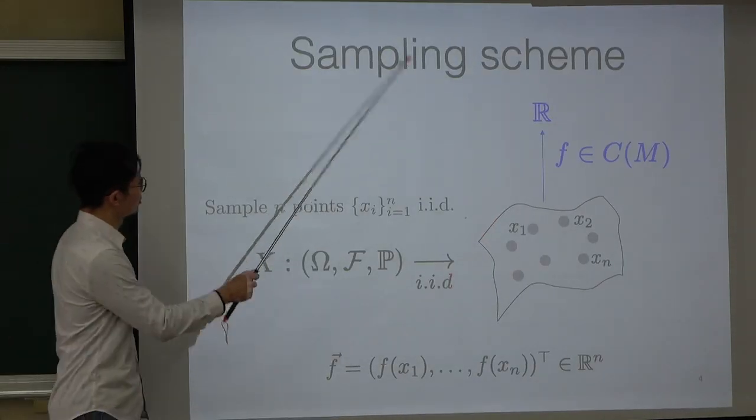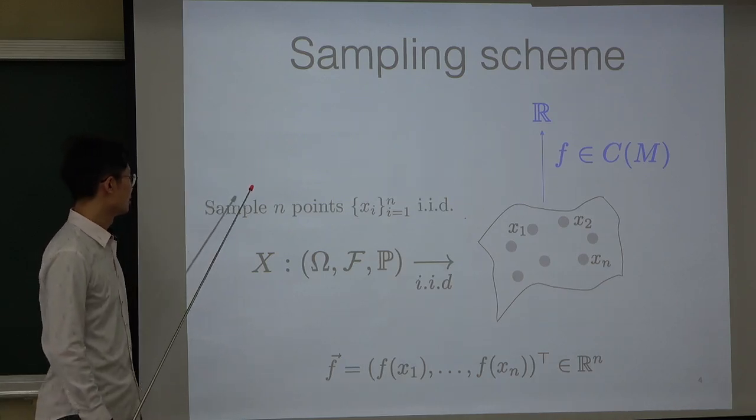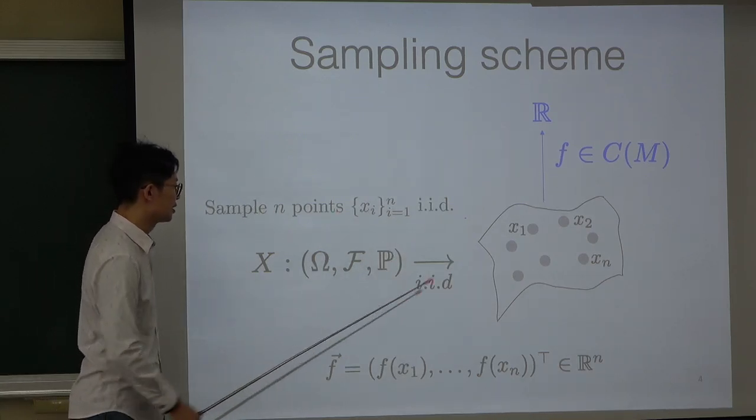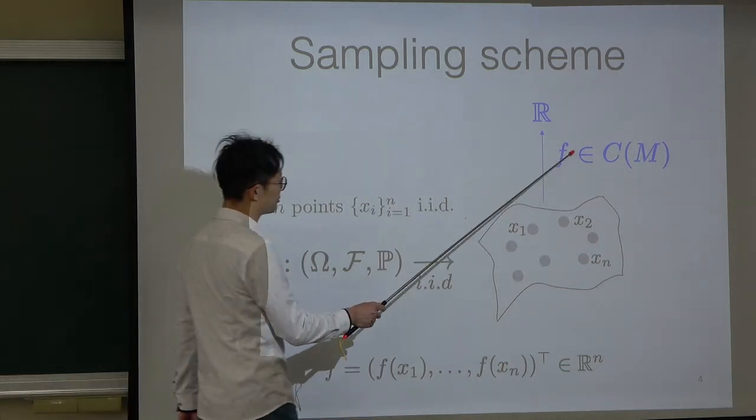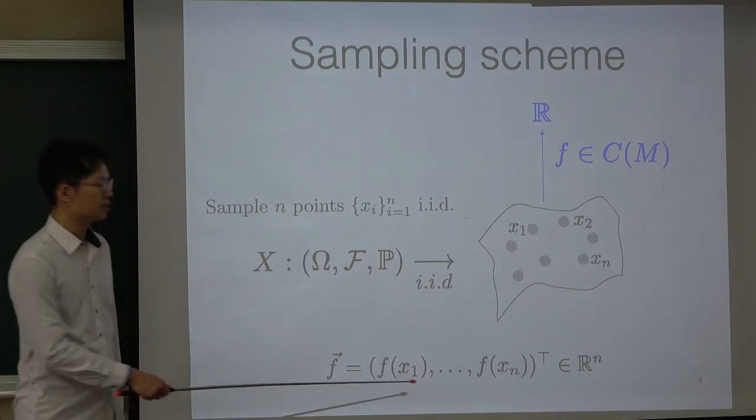And then, just like before, almost the same, we sample n points IID from the random vector, and if you have a function on the manifold, we do the discretization.